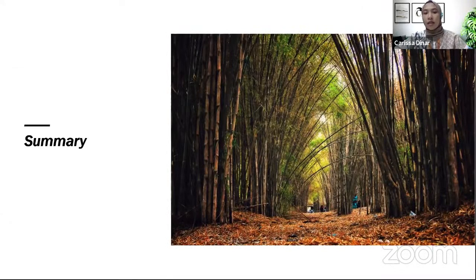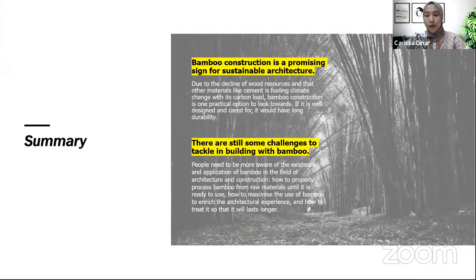All right, this brings me to the end of my talk. Let me now summarize my main points. First, I believe we all agree that bamboo construction is a promising sign for sustainable architecture. As we may know, the construction industry sector is allegedly the second largest contributor to global warming. Use of non-renewable materials will be exhausted after a certain period of time and affects environmental damage.